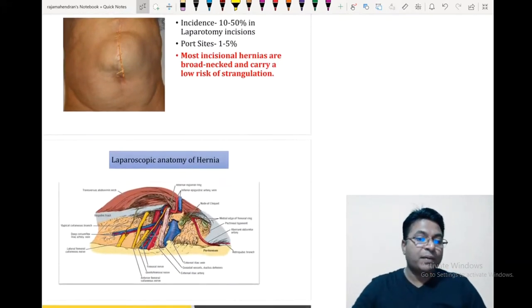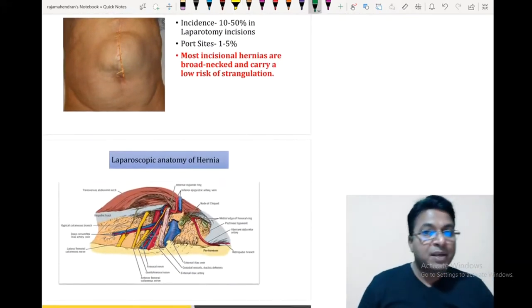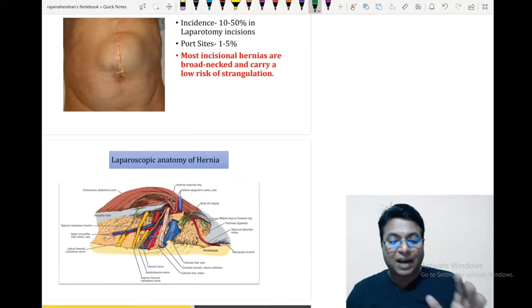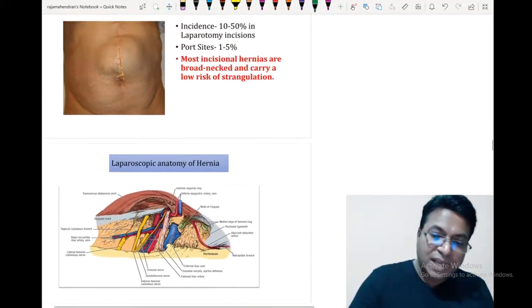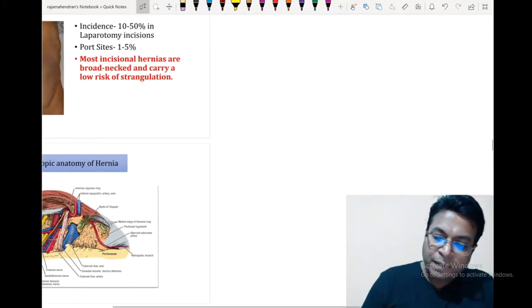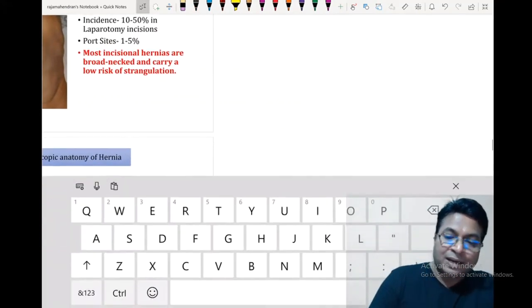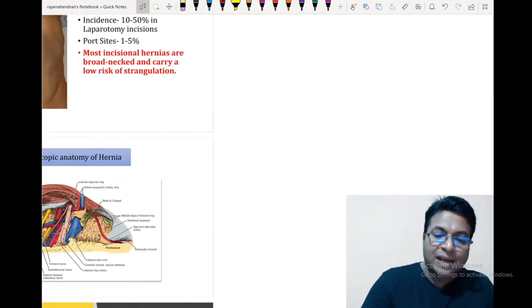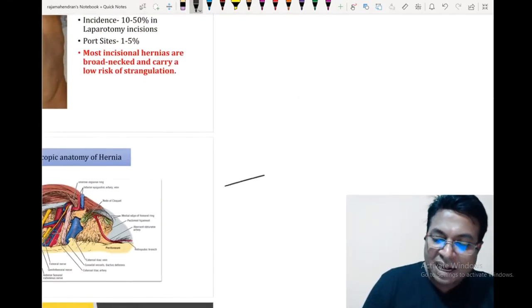Most important, recently the FMG examiners have started focusing towards the laparoscopic anatomy of hernia also. So please have an idea about the two triangles I am going to show you now: triangle of doom and triangle of pain. Only two triangles I want you to know. Just remember the diagram I am drawing.